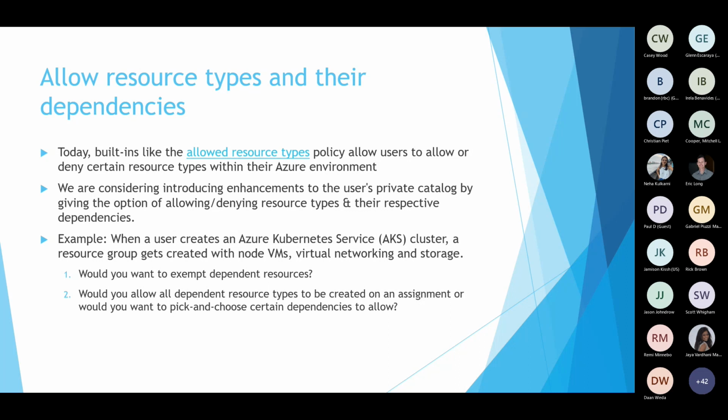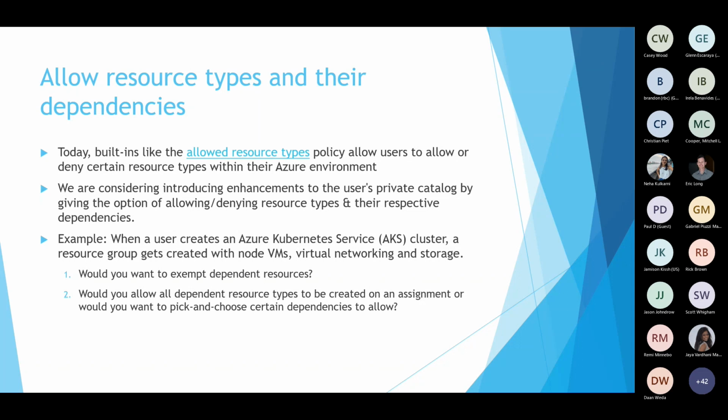AKS tries to create non-compliant resources, so now I've got to put a filter in that policy definition to exclude resource groups that begin with MC underscore. To me, that is a workaround, and it's a potentially unsafe workaround, because anybody could create a management group with MC underscore and bypass policy. So having a mechanism that at least says, exclude Microsoft managed resources, Azure managed resources, would be a great help.